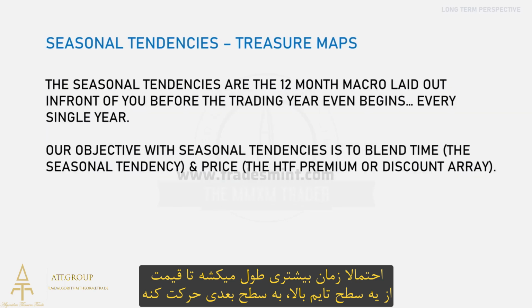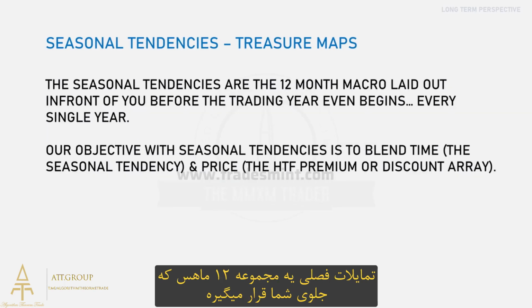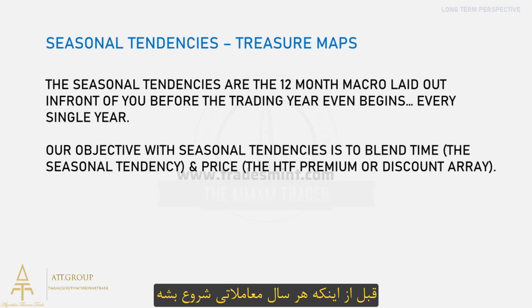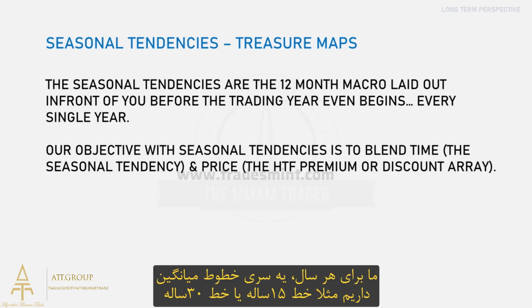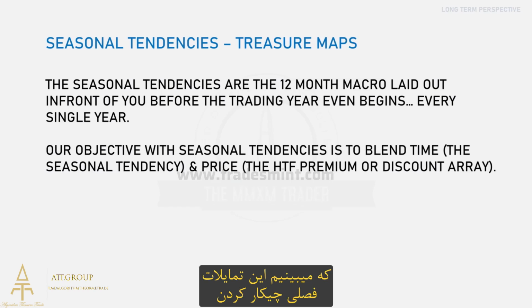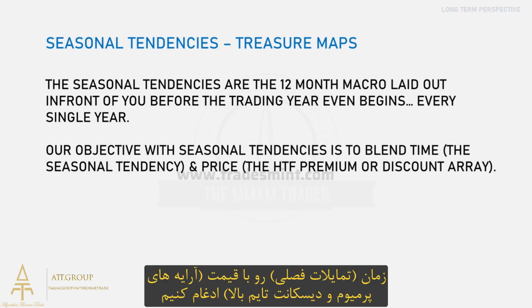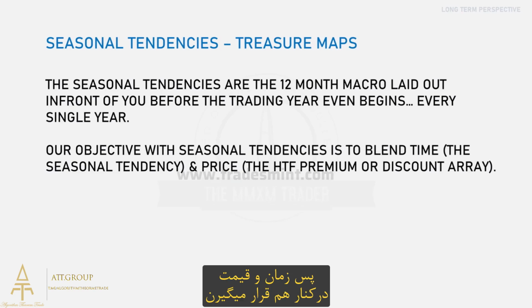The seasonal tendencies are the 12-month macro laid out in front of you, and we'll show you a chart later of how that looks before the trading year even begins, every single year. So we have those median lines, right? 15 years, 30 years lines, what the seasonal might be doing. Our objective with seasonal tendencies is to blend time, the seasonal tendency, and price together, the higher time frame premium or discount arrays. So price meets time and time meets price.